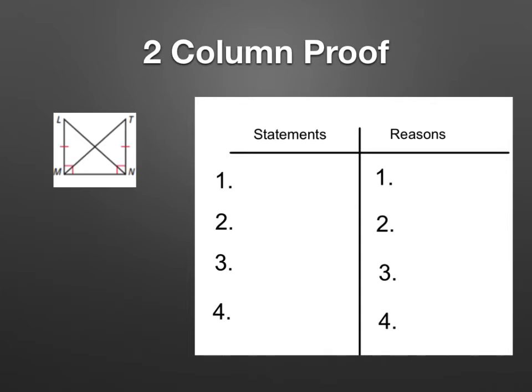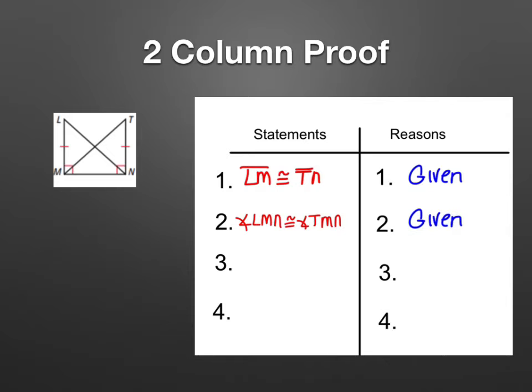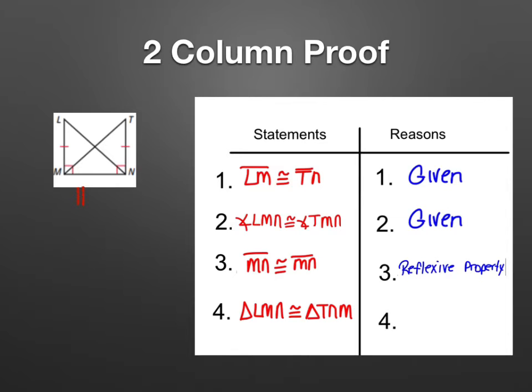For the next example, side LM is congruent to side TN. The reason would be given. Angle LMN is congruent to angle TMN. The reason is given. Side MN is congruent to side MN by the reflexive property. So the two triangles will be marked congruent by side, angle, side.